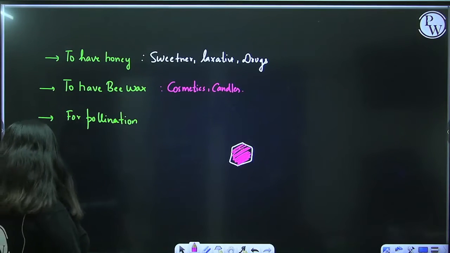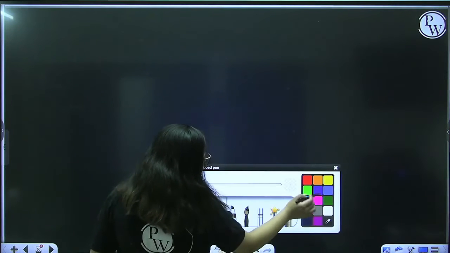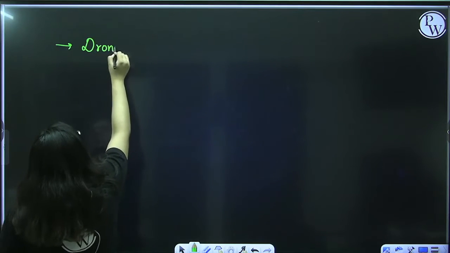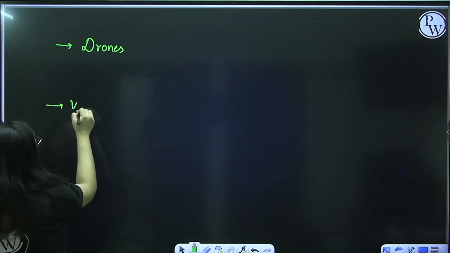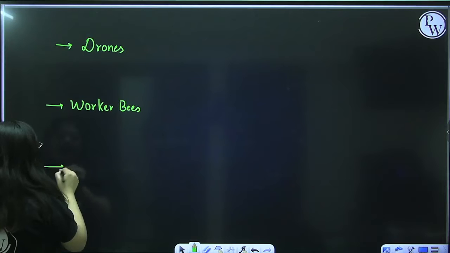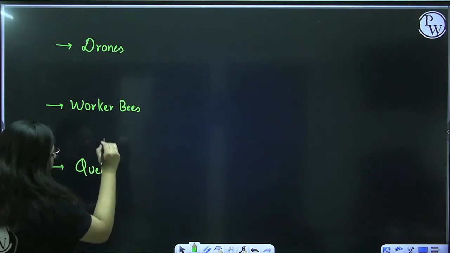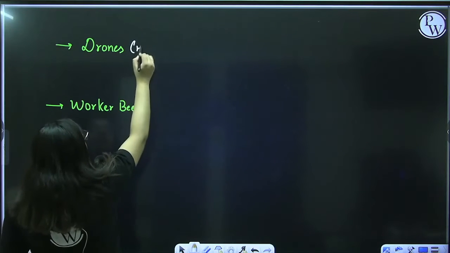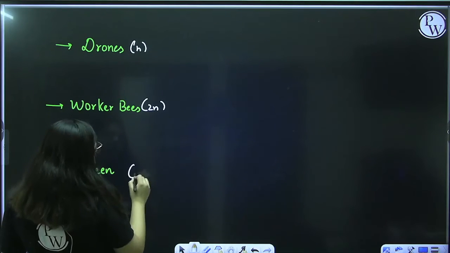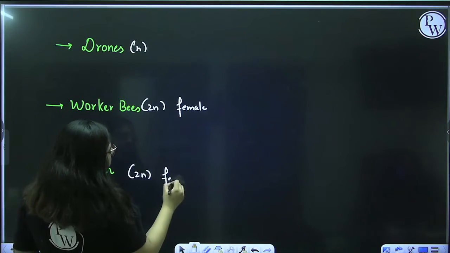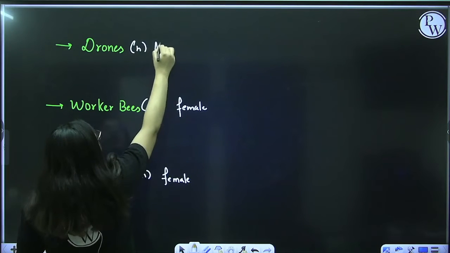Now the thing is, who is present in the family of honeybees? Let's study the members of the honeybee family. The first member are the male members, that are drones. Second member are the worker bees, the females, and the queen. There is no king. Okay. The drones are haploid, whereas worker bees and queen are diploid and they are female. They both are female. Whereas drones are the male members.